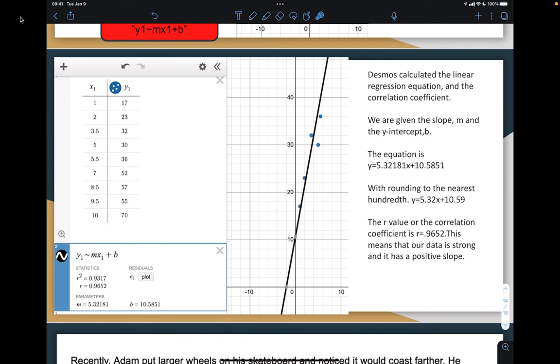So with rounding, we get y equals 5.32x plus 10.59. Please notice that m is our slope. Please notice that b is our y-intercept, just like we've been studying. We're given a correlation coefficient of r equals 0.9652. That means that this data is really strong. Look how close our data is to the line. That's pretty great.